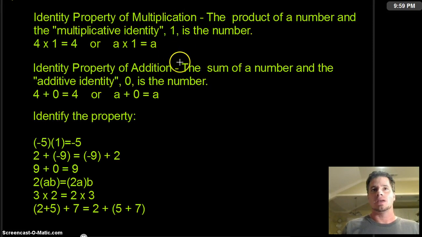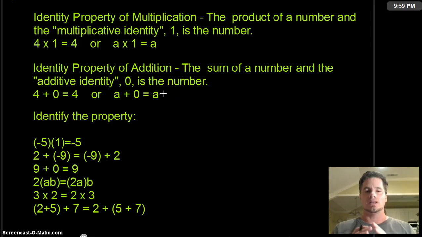Next, okay, the identity property, we want to introduce that. It's pretty obvious what this is, but the identity property of multiplication, if you have a number, you multiply it by 1, you get that same number. It keeps its identity. It doesn't change identity. So you start out with a 4, you end up with 4. That's what the identity property is all about. What you start out with, you end up with.